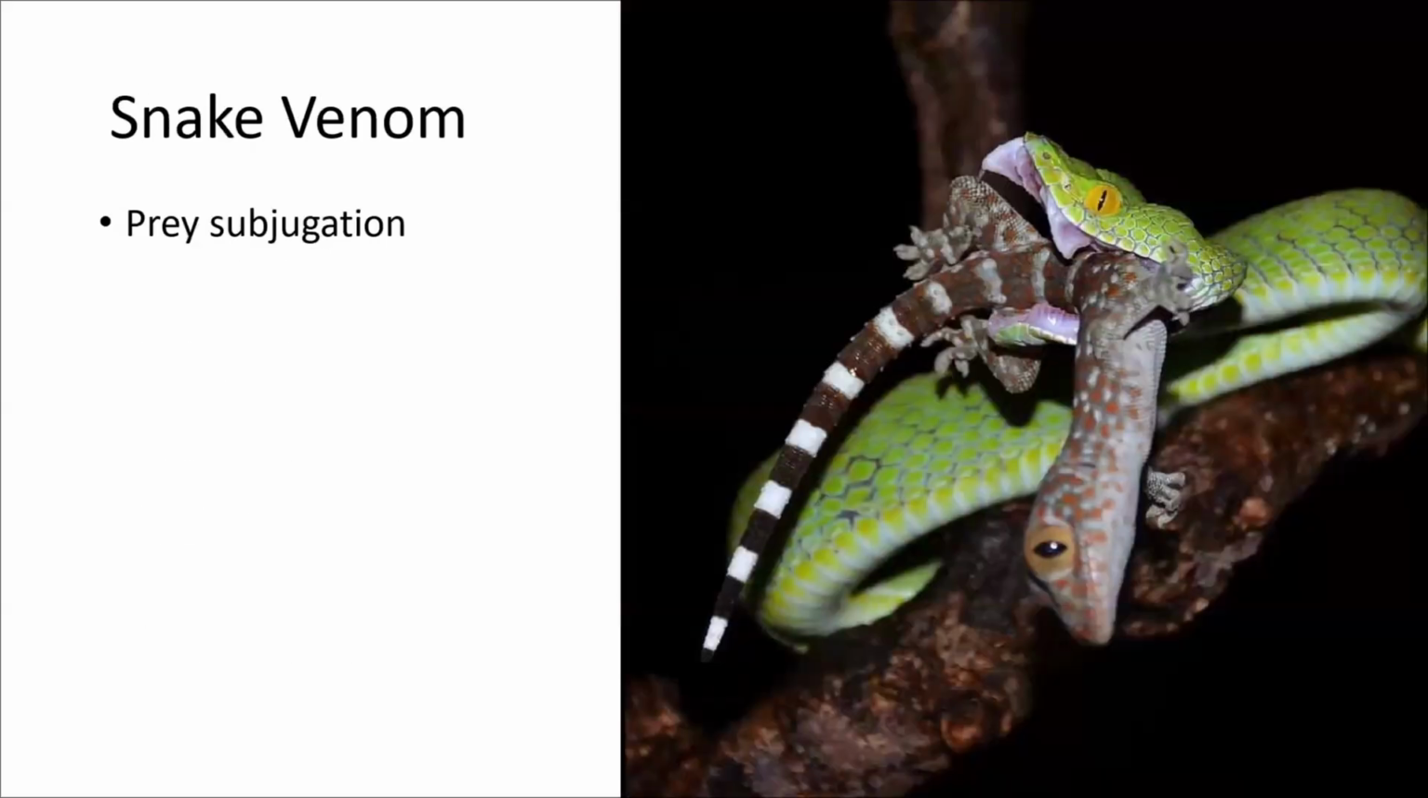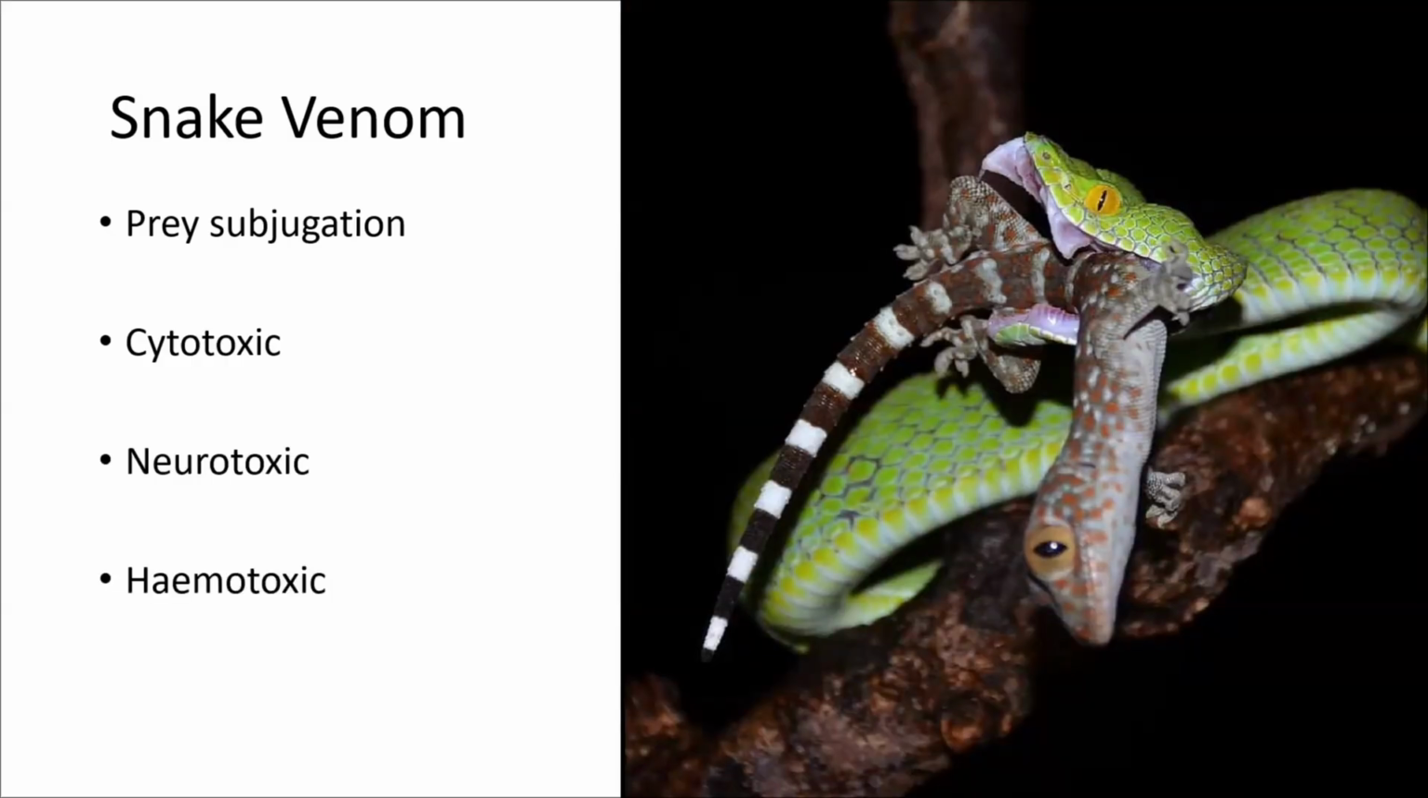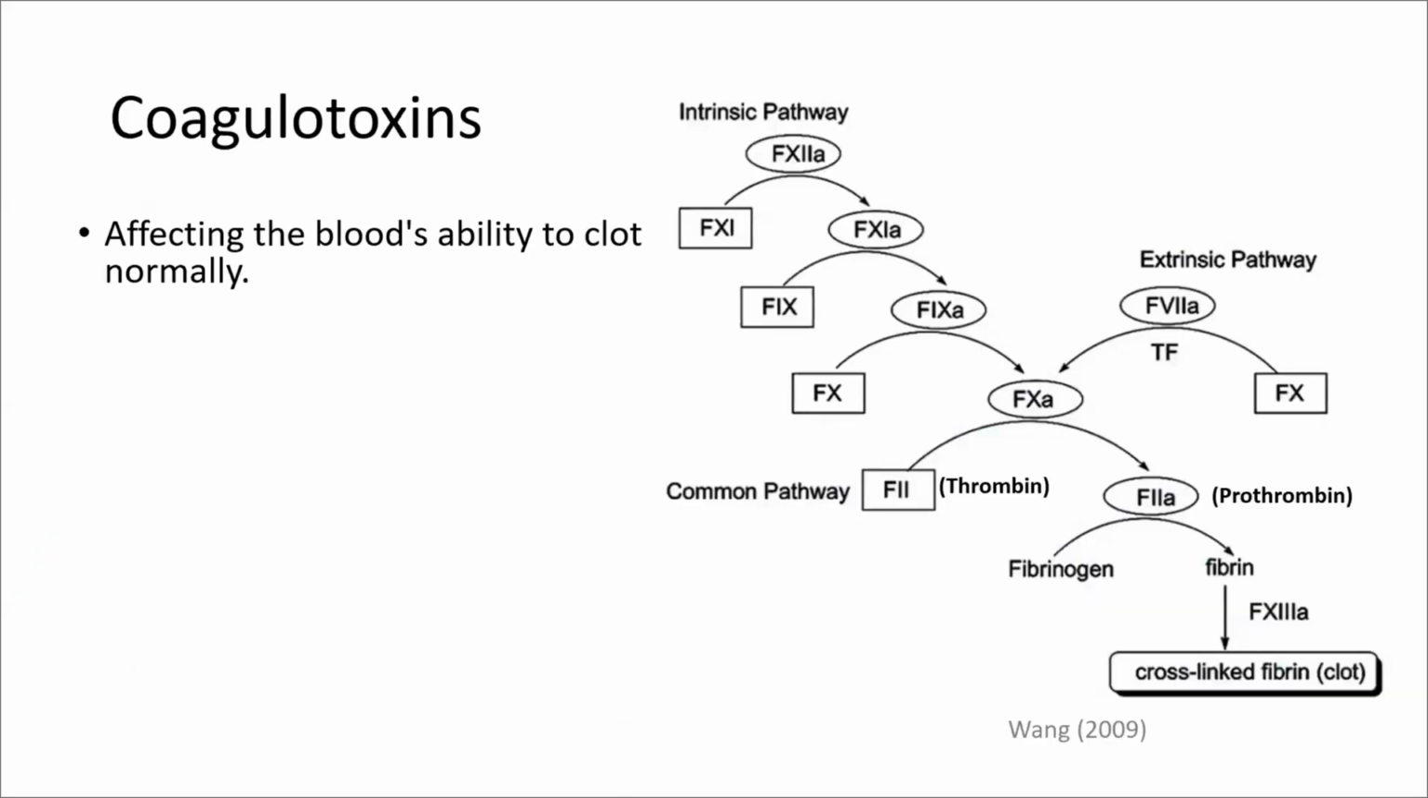So snake venom, the main function of snake venom is prey subjugation, but it can also be used for defense and competition. And again, very broadly speaking, they can be categorized into cytotoxic effects affecting the cells, neurotoxic effects affecting the nervous system, and hemotoxic. And I'm focusing on the hemotoxic side of things, specifically coagulotoxic.